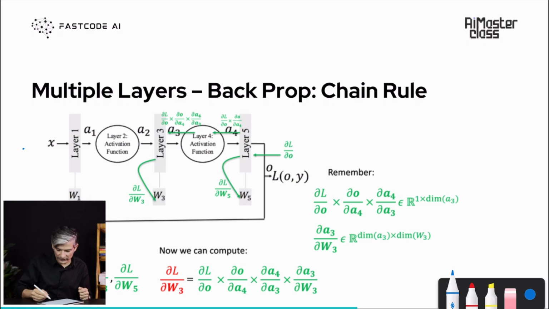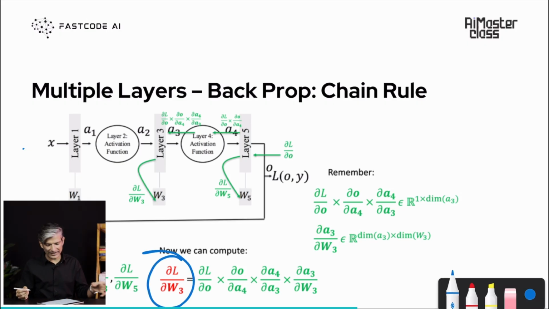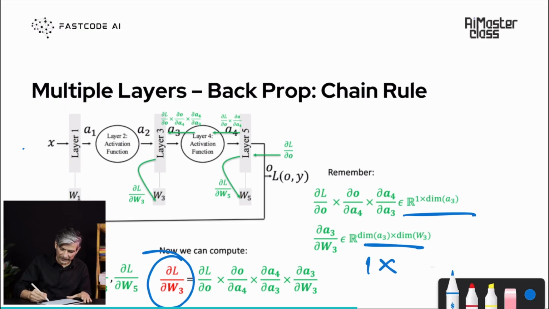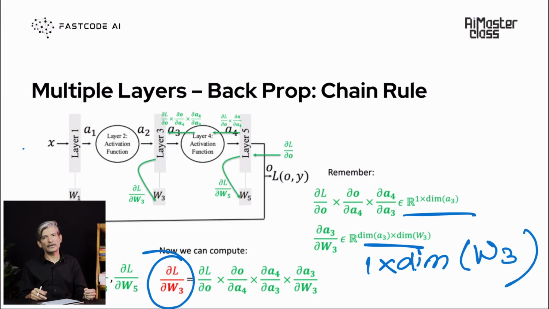Another thing to note is that if you work out the dimensions of the matrices and the vectors, you will find that the dimension of this is exactly the same as W3. Why? Because the Jacobian that we are multiplying it with has this dimension, and the gradient that came in from the next layer has this dimension. When you multiply them, it becomes 1 cross the dimension of W3. This is why we can do that pointwise subtraction with that lambda, and we are able to update W3.